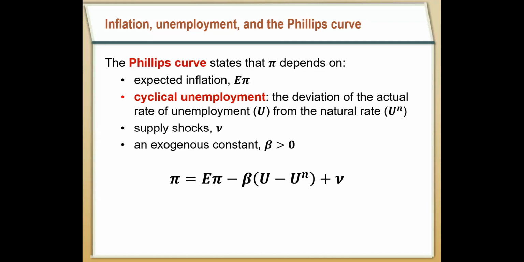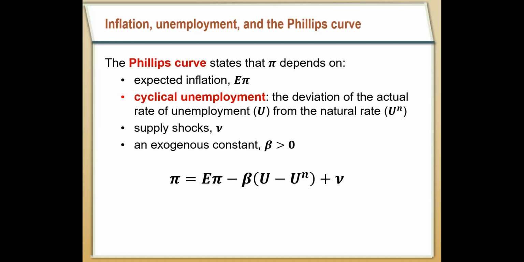is going to be a function of expected inflation, how high we think inflation is going to be, as well as cyclical unemployment. This is where we're incorporating Okun's law, which basically says that when the economy is doing well and output is very high, unemployment is going to be quite low. Or when unemployment is quite high, chances are the economy is doing poorly. And cyclical unemployment is specifically deviations in the unemployment rate from that natural rate that we derived in chapter 7.